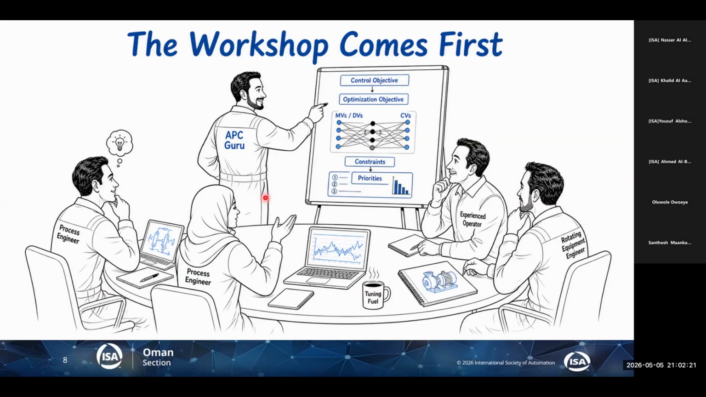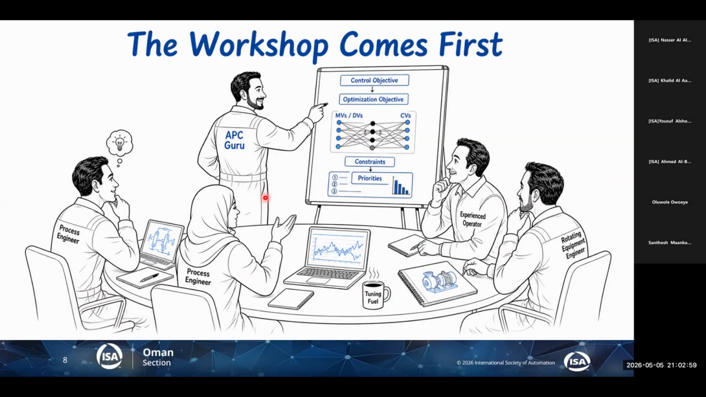It's really multidisciplinary, and it's very important. You don't get this wrong. What's the optimization objective? The advanced process control practitioner's job is really to translate this knowledge into MVs, CVs, DVs, constraints, priorities, control strategy. But that's something he does where he doesn't need these people. He should learn from them first, and then he needs data.